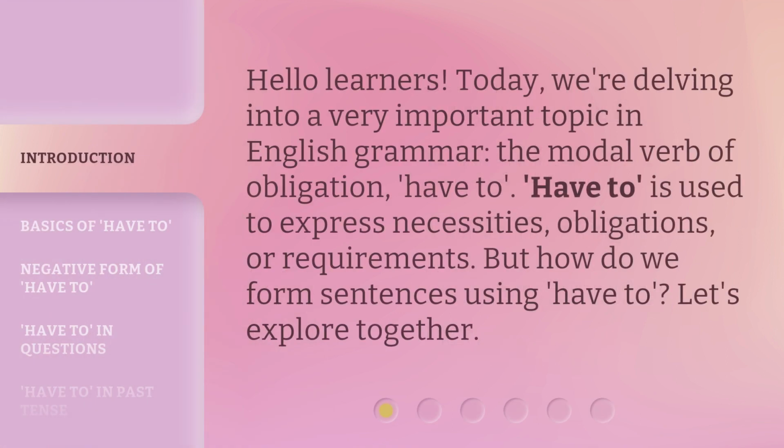Hello learners. Today, we're delving into a very important topic in English grammar. The modal verb of obligation: have to. Have to is used to express necessities, obligations, or requirements. But how do we form sentences using have to? Let's explore together.